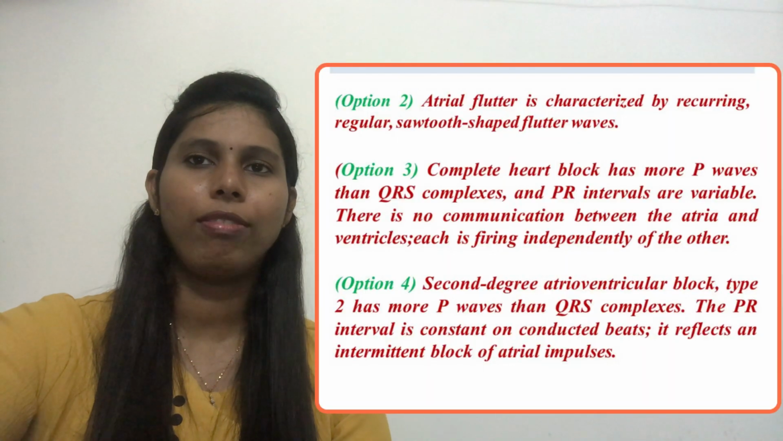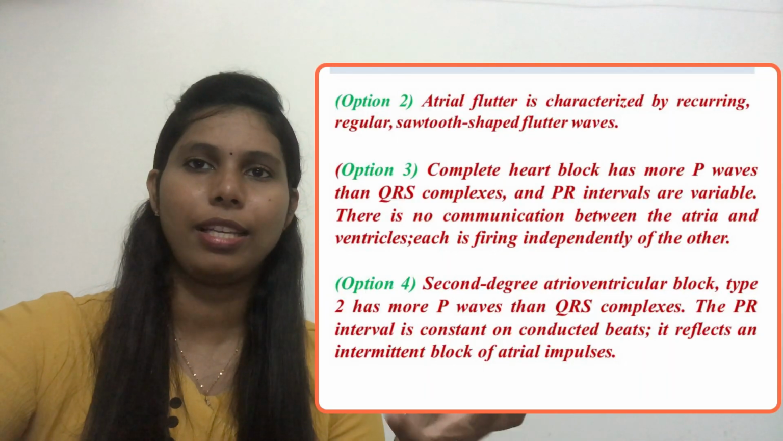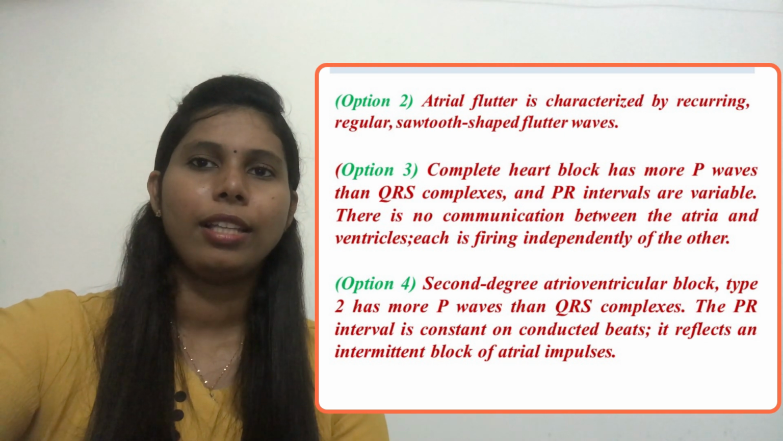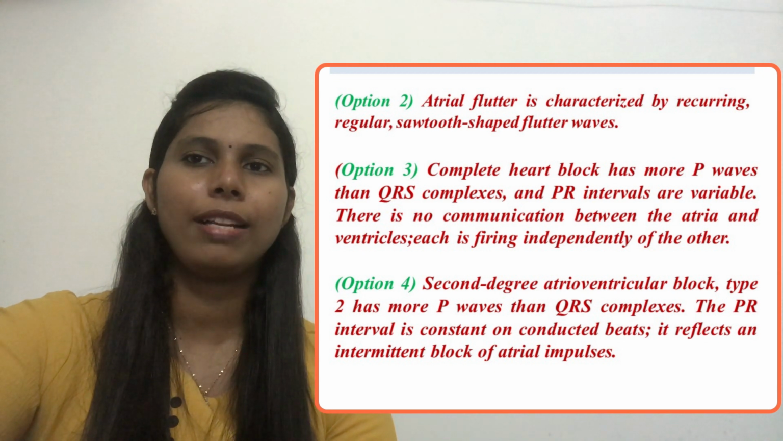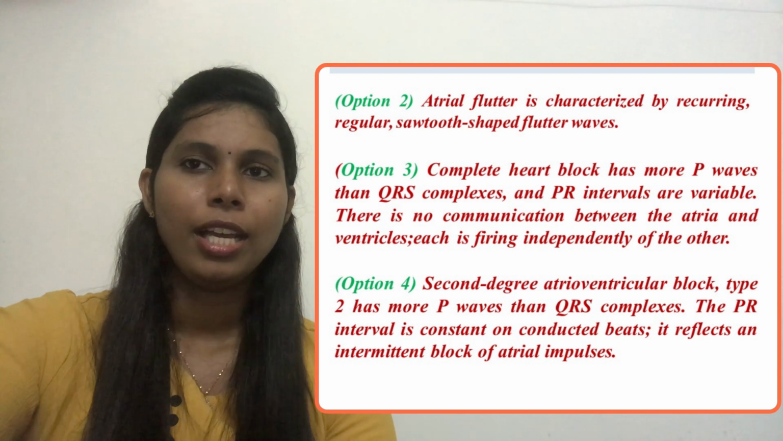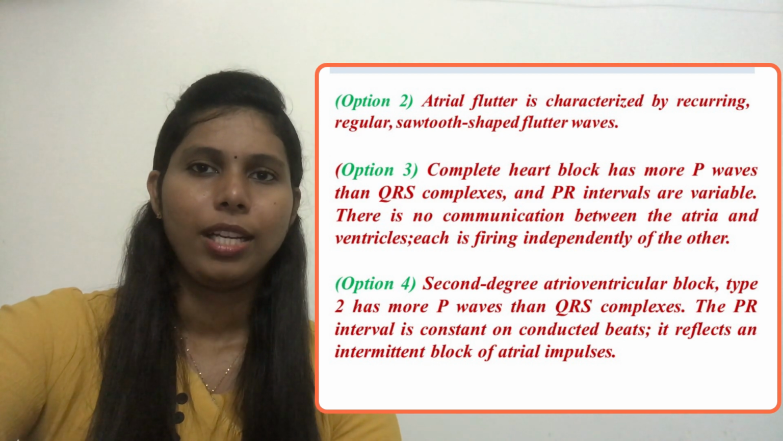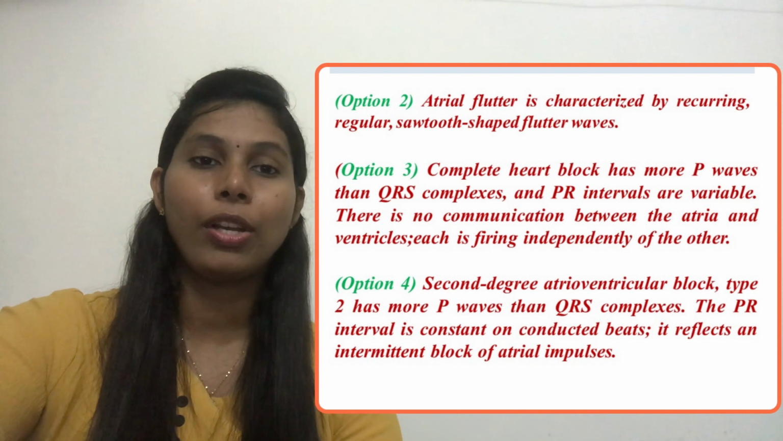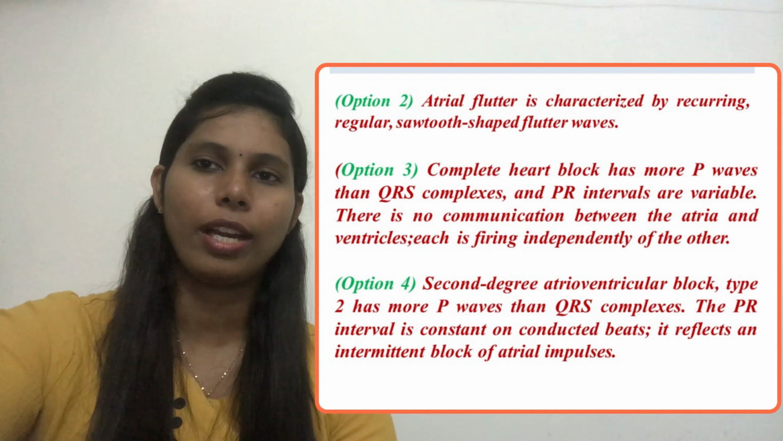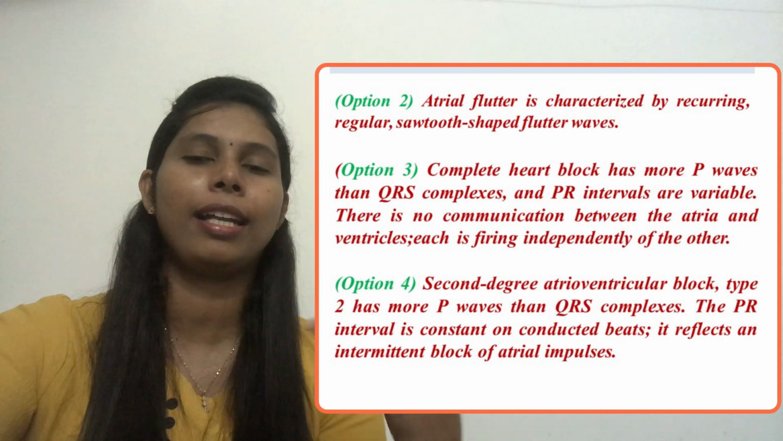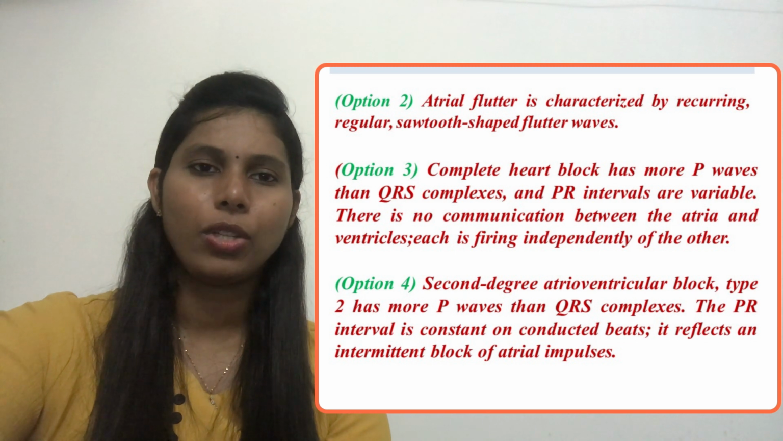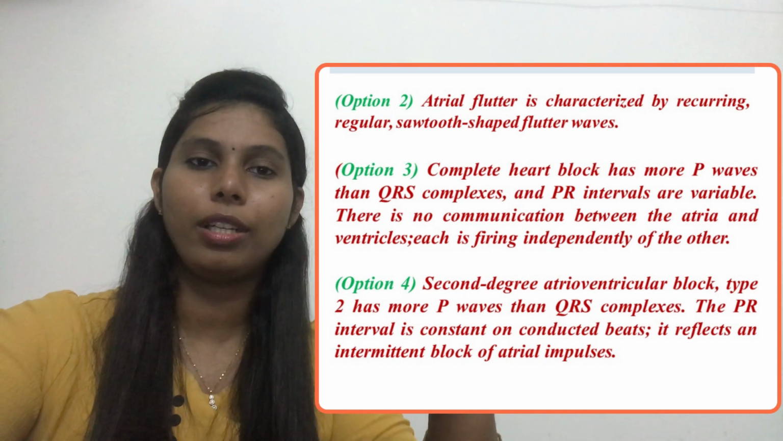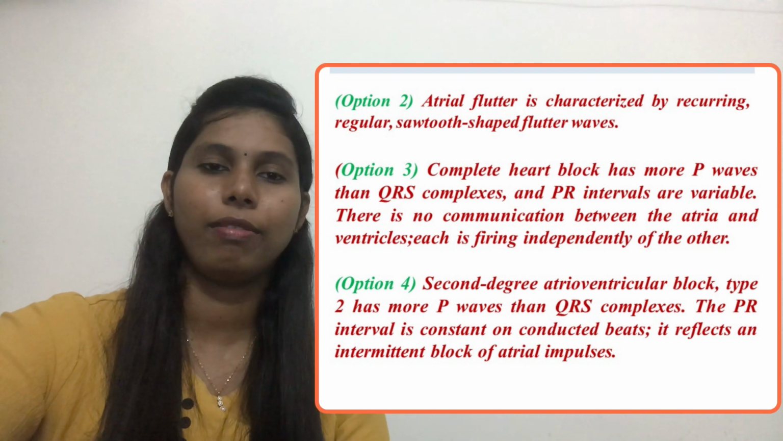Then we'll see atrial flutter, which is characterized by sawtooth-shaped flutter waves. Another one is complete heart block, which has more P waves than QRS complexes, and PR intervals are variable. There is no communication between the atria and ventricles. The last option is second degree atrioventricular block type 2. It has more P waves than QRS complexes. The PR interval is constant on conducted beats. It reflects an intermittent block of atrial impulses. So just keep this in mind also. Atrial flutter, you can keep in your mind as sawtooth flutter waves.